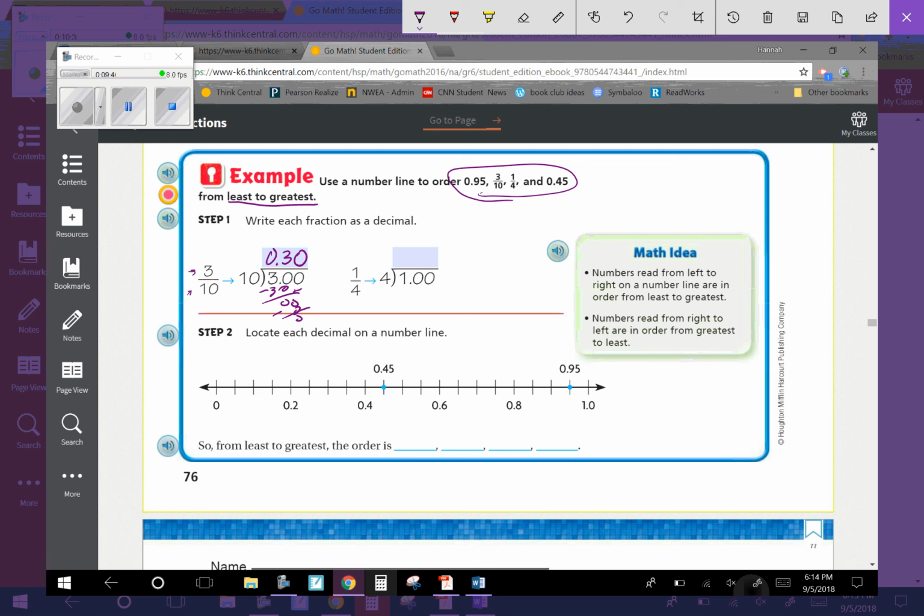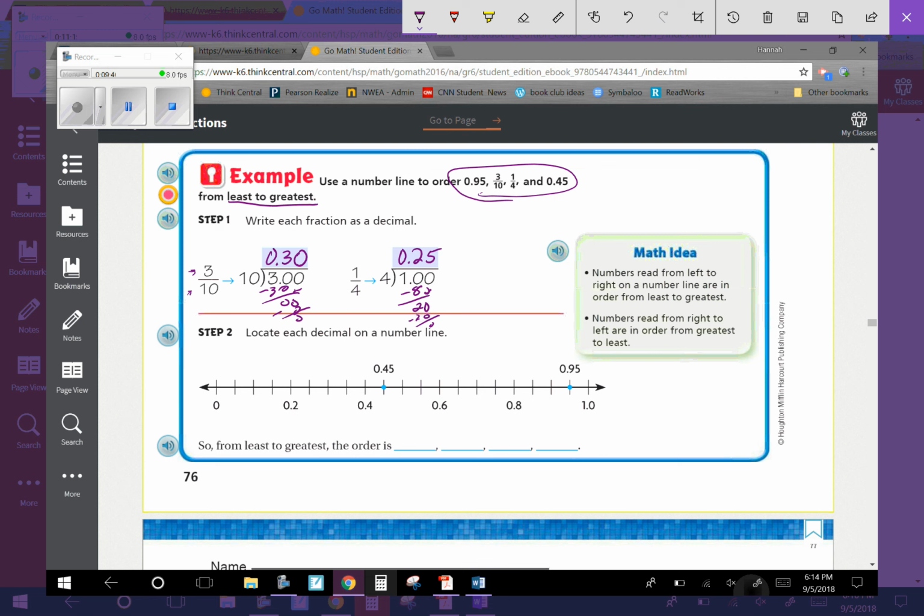And 1/4, we're going to take numerator divided by denominator. 1 divided by 4, I'm going to say 0. 4 goes into 10 2 times, which is 8. Bring down our 0, and 4 goes into 20 5 times. So 1/4 can be written as 25 hundredths. Now we're going to add all of these on the number line. They already have 45 hundredths on for us and 95 hundredths. We need to add what we found up here.